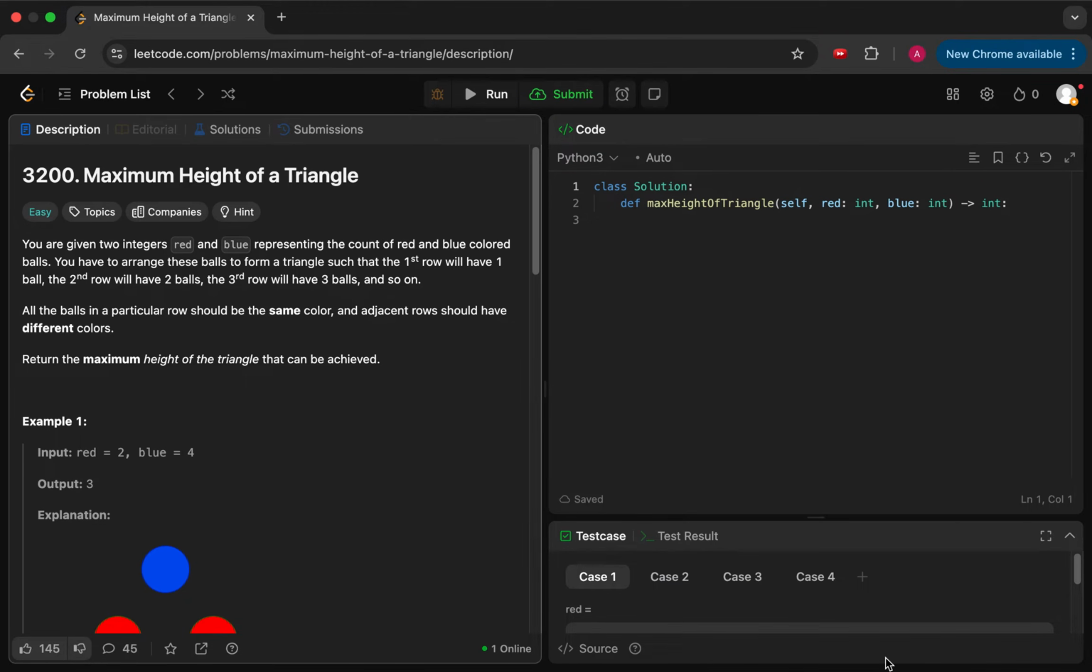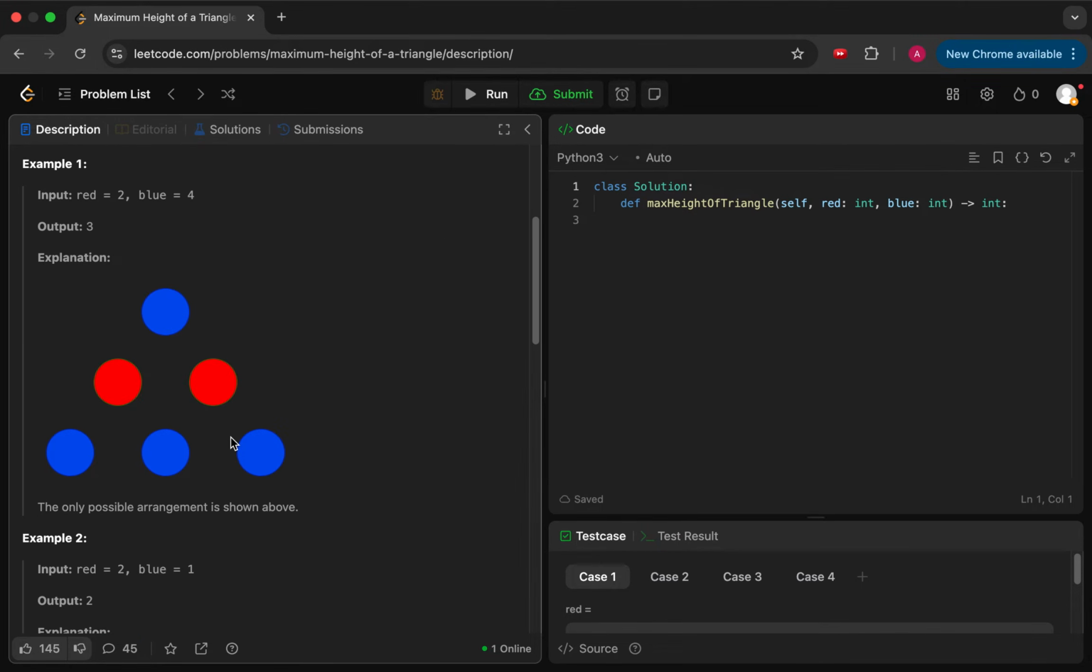And now you are given red and blue balls. You need to calculate the height of this triangle, but with the constraint that each row has to be filled with the same color balls, either red or blue, and you need to alternate. So each row has to alternate. If the first row is red, the second row has to be blue, and the third row has to be red.